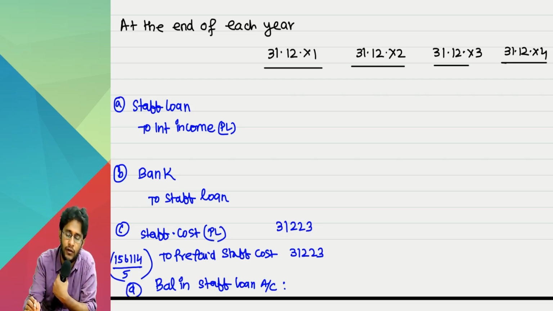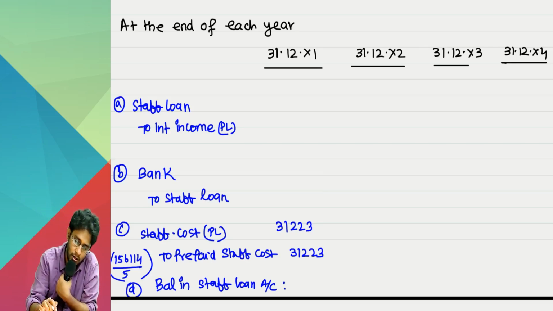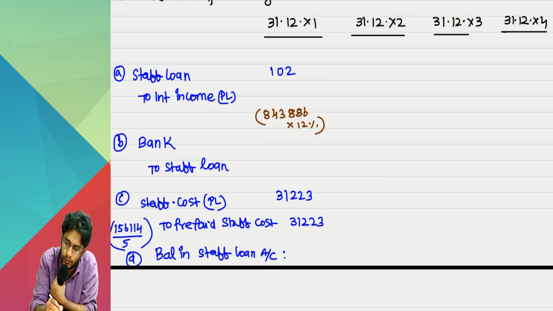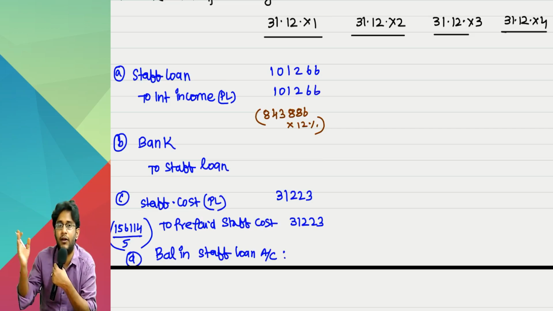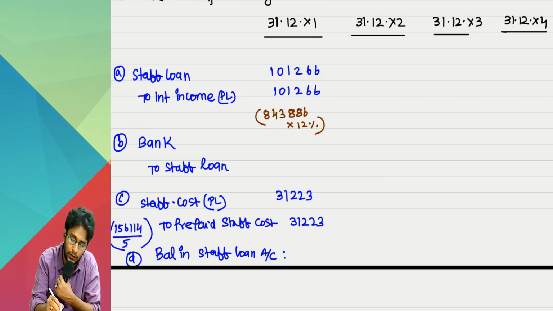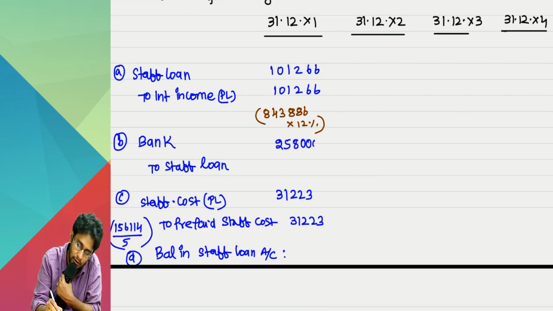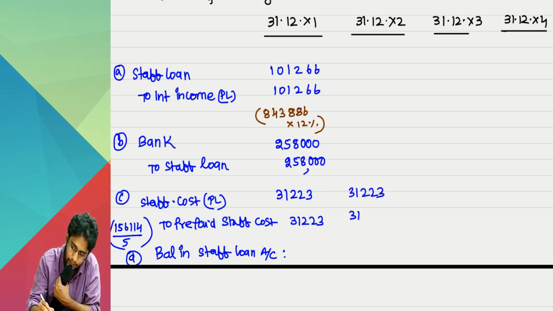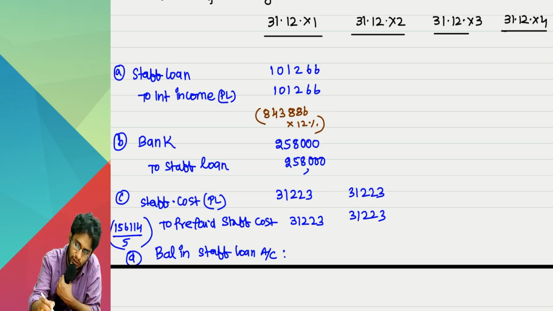Tell me, sir, for the first year you want the staff loan interest calculation. How to compute? On which amount? 843,886 into 12%. How much did you get? 101,266. Okay, nice. This went off to the P&L account. The moment you credit interest income, this is the number that goes to P&L. Bank to staff loan: our boy pays us in the first year 2,58,000. Amortization we anyway wrote off. Second year also the same amount only. Don't disturb third year and fourth year. Later on we'll see.